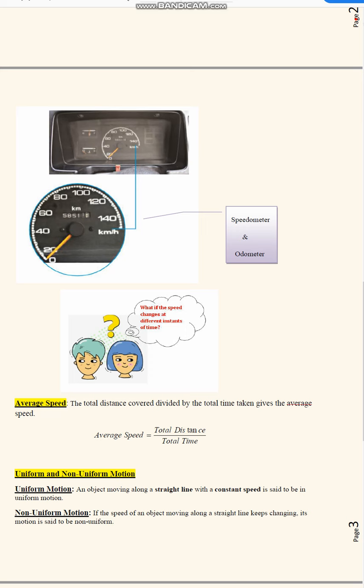Now, a question may come to your mind that if the speed of an object changes at every instant, how do we mention the speed? Students, in such cases, we use average speed to state the speed of the object. Please note that we use average speed to tell the speed of an object over an interval of time. It does not give you the speed at an instant of time but over an interval of time. The formula is total distance divided by total time, and the SI unit is again meter per second.